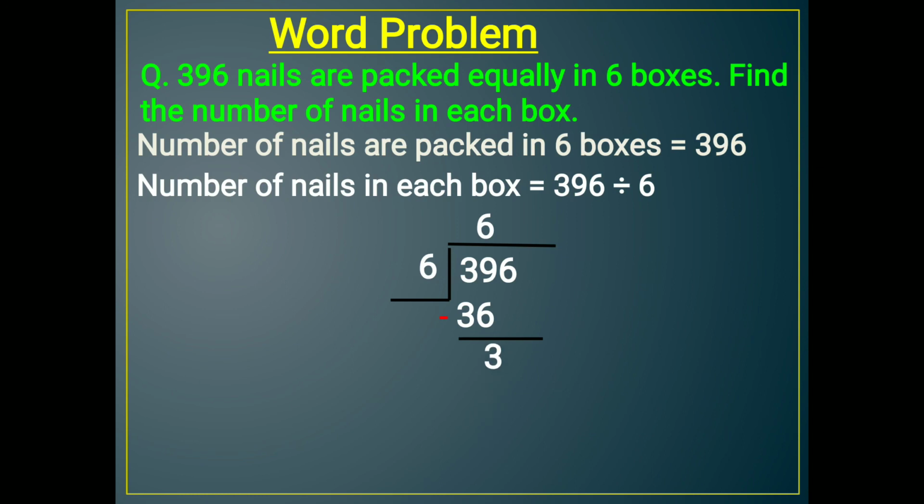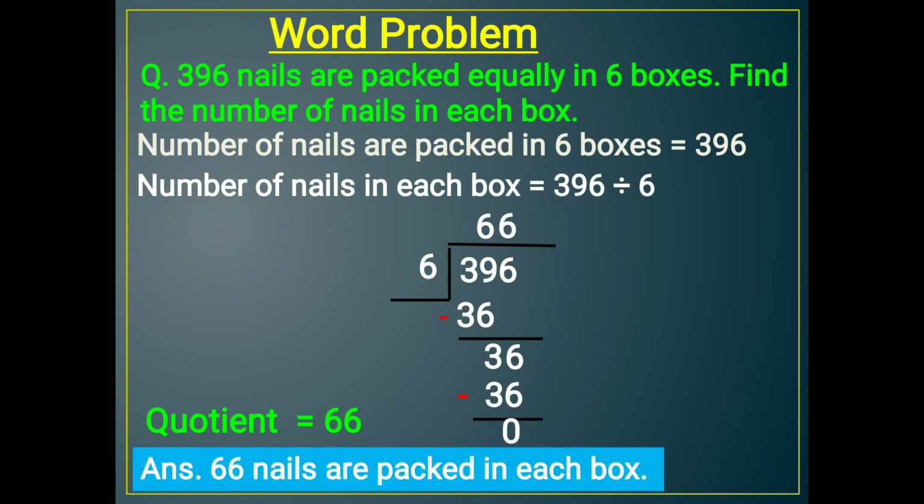And now look here, 3 is smaller than 6, so we will take one more digit, that is 6. Now it makes 36, and 36 is easily divided by the 6. So it will go 6 times. 6 6s are 36. Now I will write 36 just below the 36. After subtraction, 36 from 36 we will get 0. So you can see here, quotient we will get 66. So answer you will write in a statement, 66 nails are packed in each box.